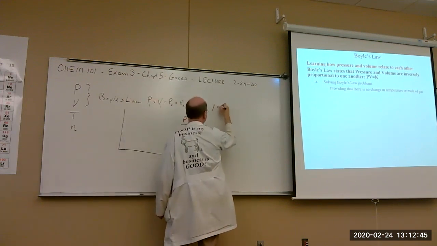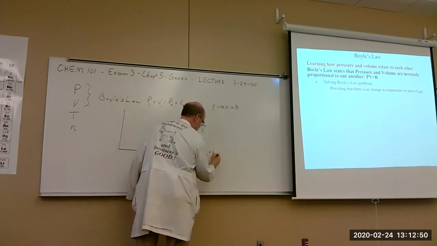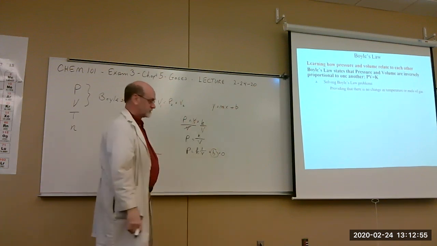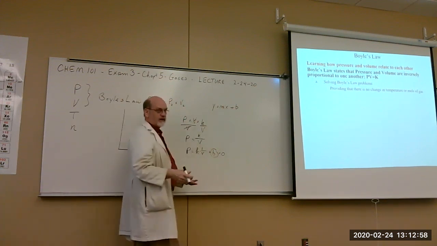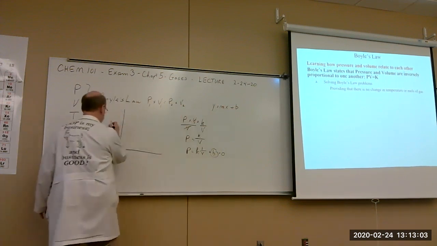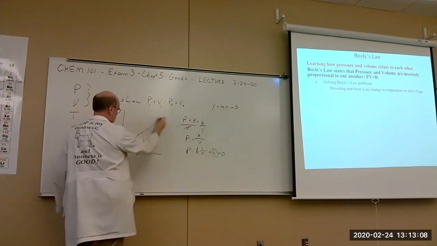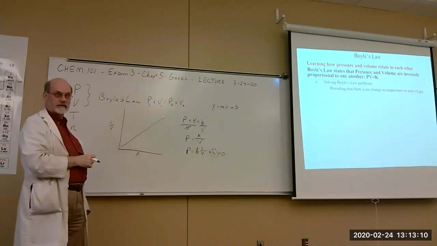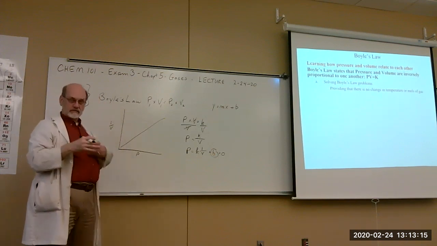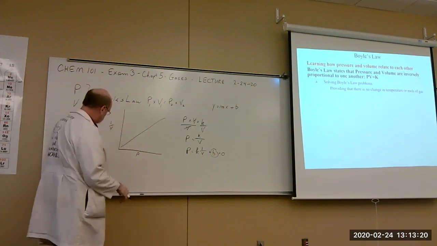Remember, y equals mx plus b. In this case, b is equal to 0. It goes through the origin. It's just not there. But if you plot 1 over V against pressure, then you get a straight line. Awesome. And we'll do that when you get Boyle's Law data, applying it both ways to prove it.